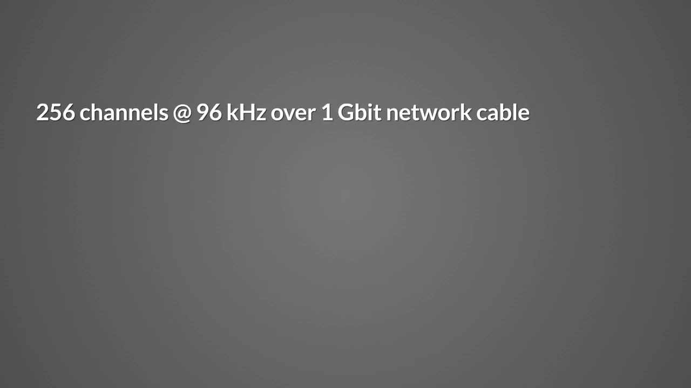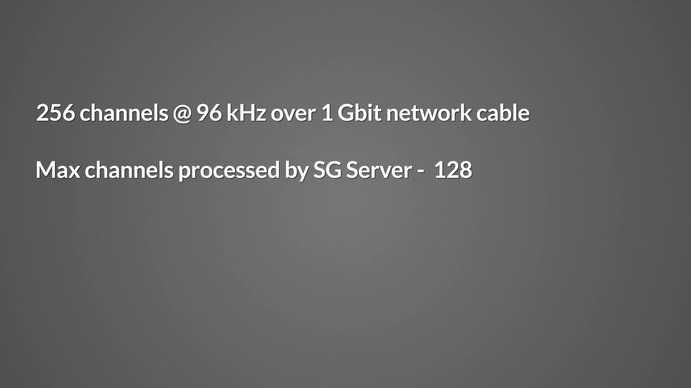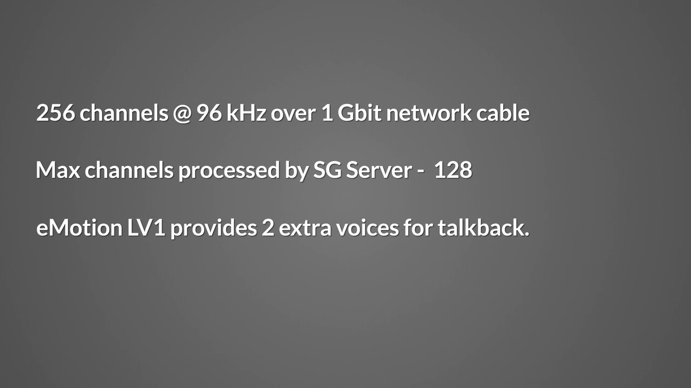So here's a summary. Taking a step back, here are the basics that help you understand maximum channel traffic. Waves SoundGrid can pass 256 channels at 96K over a 1 gigabit network cable. The maximum number of channels that can pass through a SoundGrid DSP server is 128, although eMotion LV1 does allow for 2 extra voices for talkback.